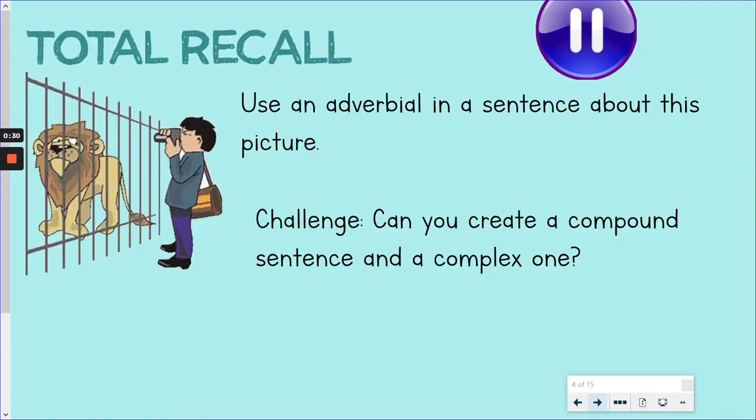But before we do that, let's have a bit of total recall. Let's look back at the learning that firstly we did with Mrs. Lee last week, the use of adverbials in our writing. I'd like you to use the picture on the left to create a sentence that contains an adverbial. If you've done that, could you have a go at creating a compound sentence about that picture? Or even a complex one?